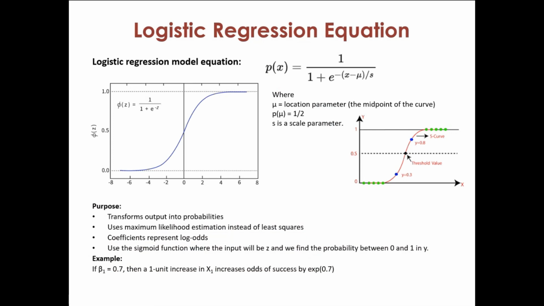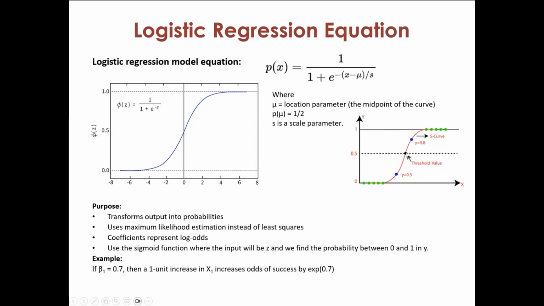So what is the formula for logistic regression model? It's given as follows. y equals 1 over 1 plus e to the negative, natural log, and then you need to find the x value along the x-axis minus the location parameter. The location parameter is the midpoint of the curve. And then s is the scale parameter.